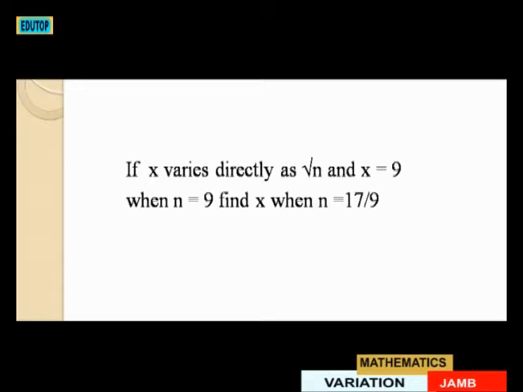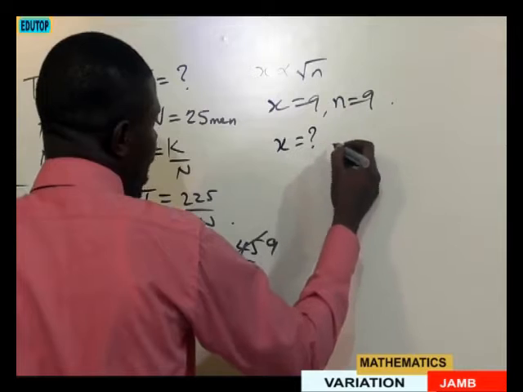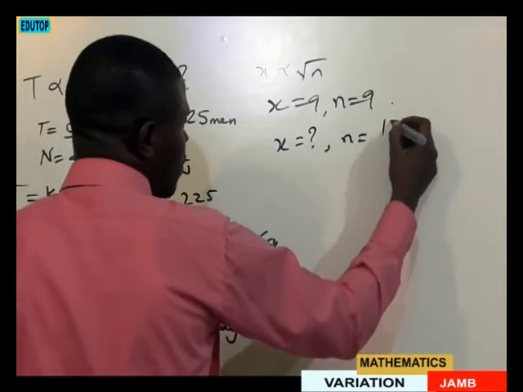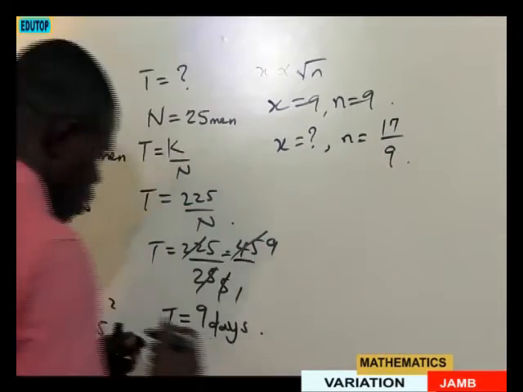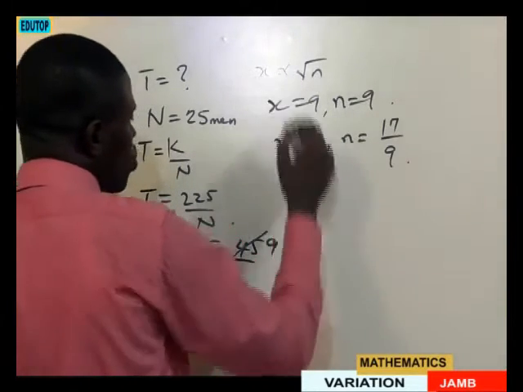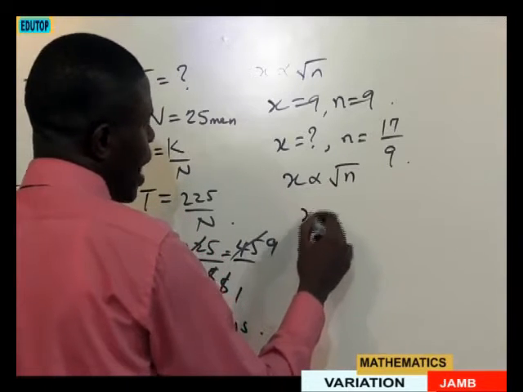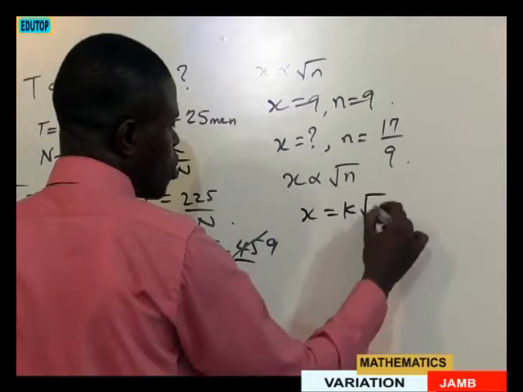Then the second question says that if x varies directly as square root of n and x equals 9, the question now, find x when n equals 17 over 9. The question asks us to find x. We are asked to look for x when n is equal to 17 over 9. So in this situation, we follow the same trend, using the same principle. The first thing to do is to introduce our constant. So if you are introducing our constant term, it becomes x equals k root n.